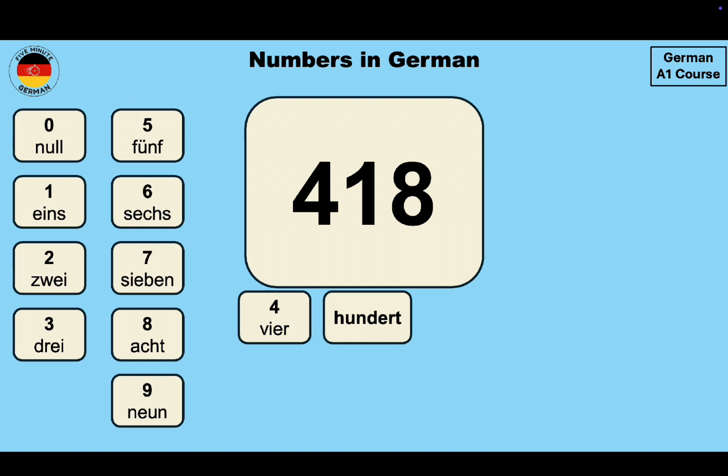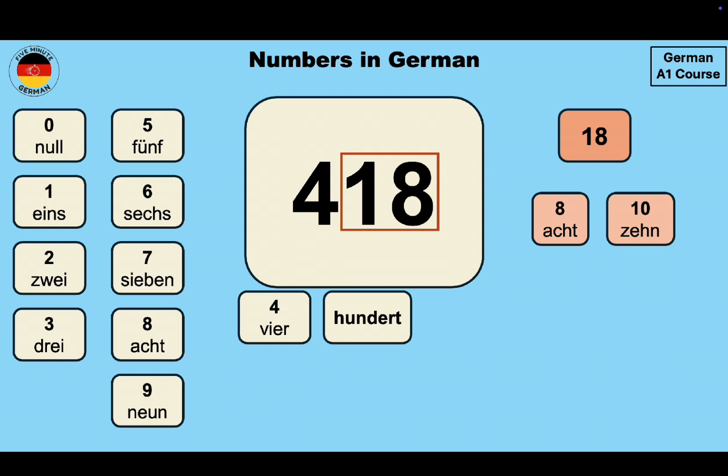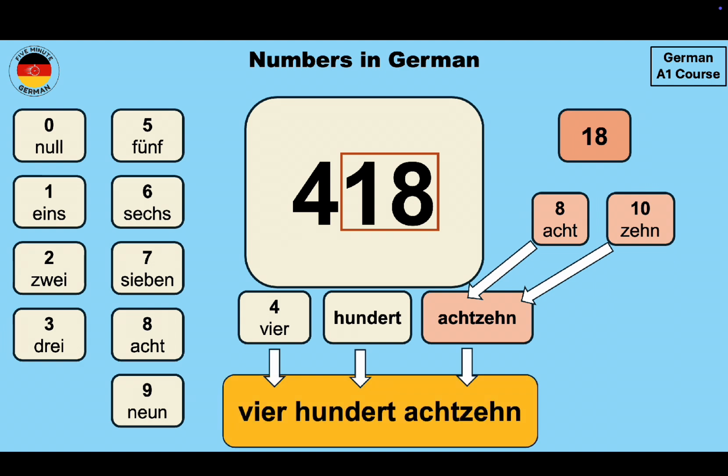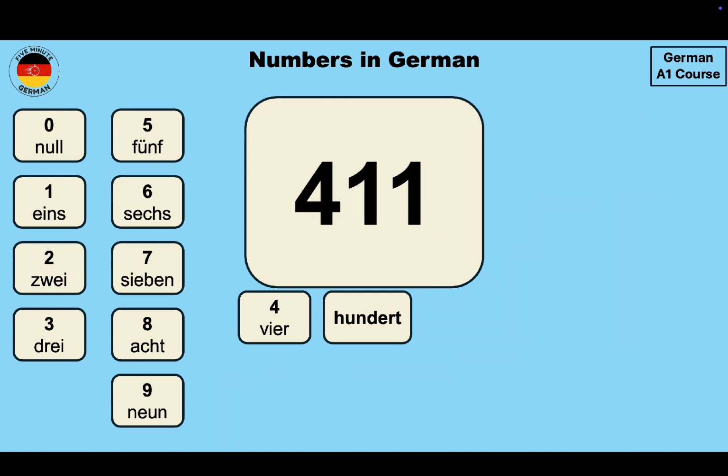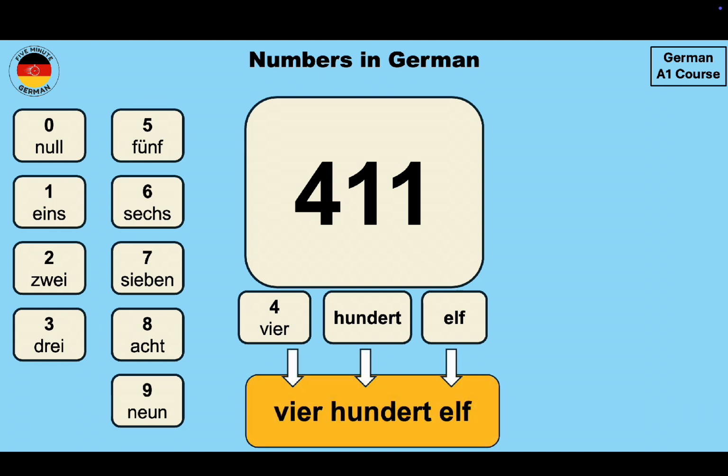So 418. How will we say this in German? So the 400 will remain the same, and we already learned that 18 in German is called 18. So we will just add this at the end, and this number will be pronounced as 418, and it will be written without the spaces. Let's take another example. 411. So we know that 11 in German is called 11. So we will just add it at the end, and the rest will remain the same. So the number will become 411, and written without the spaces.